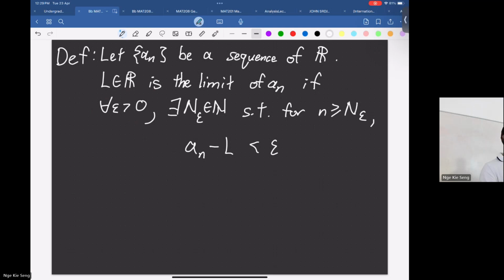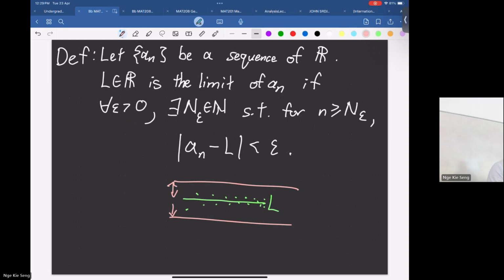Is this enough? I need absolute value, because I don't care whether a_n approaches L from the top or from the bottom. Let me give you a picture here. I have an L here, so let's say this line is L. My a_n could approach from top and bottom, but as long as it is in the epsilon gap. As long as your sequence is in the epsilon gap here. Does it make sense?